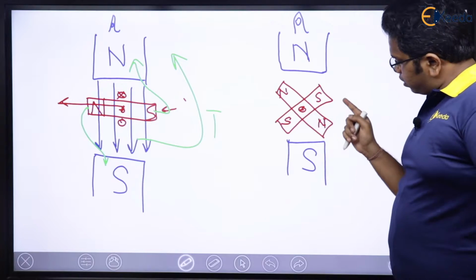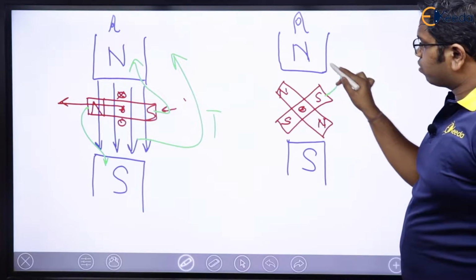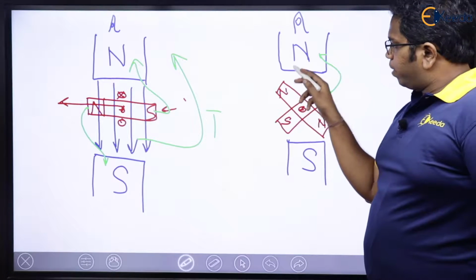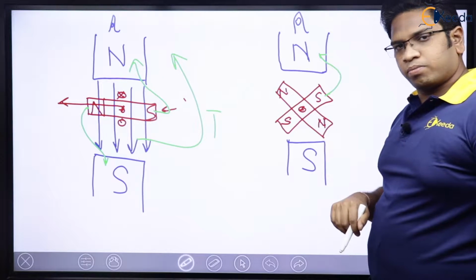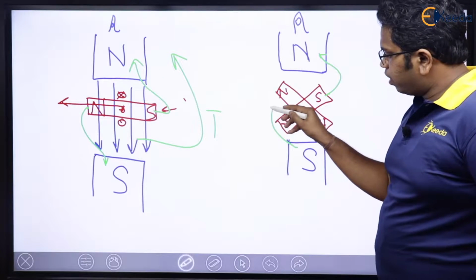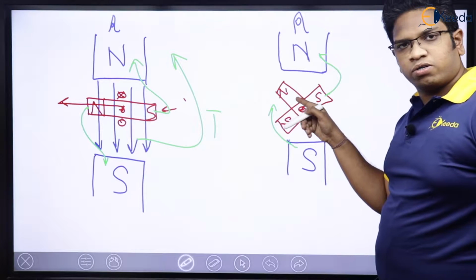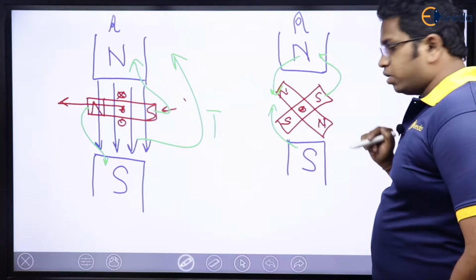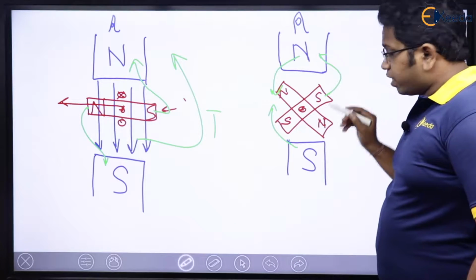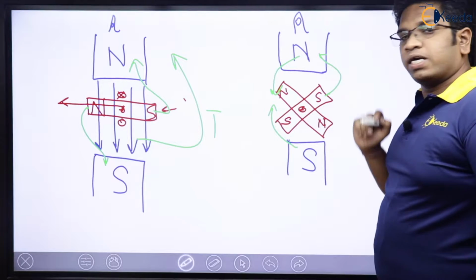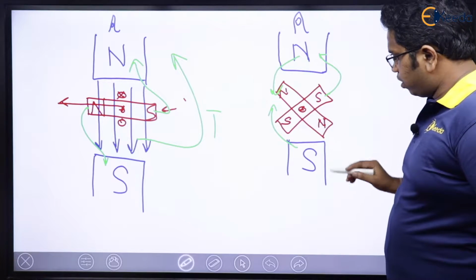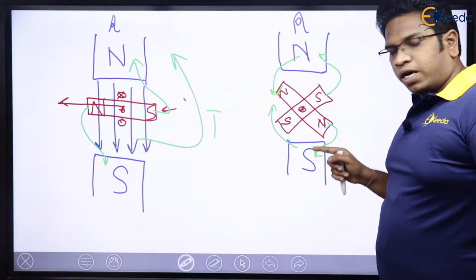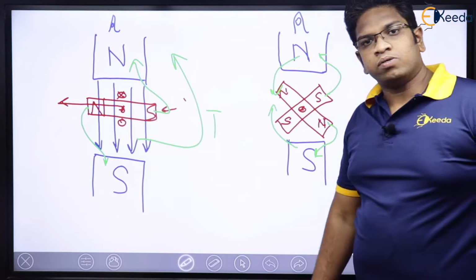If you observe, this south of the rotor will get attracted to this north of the stator. Perfect. This north will get repelled by this north, right? This south will get repelled by this south. This particular north of the rotor will get repelled by the stator north. And here, the south of the rotor will get attracted to the north of the stator. Whereas here, the south of the stator will get attracted to the north of the rotor.